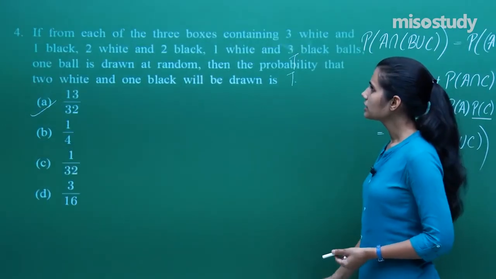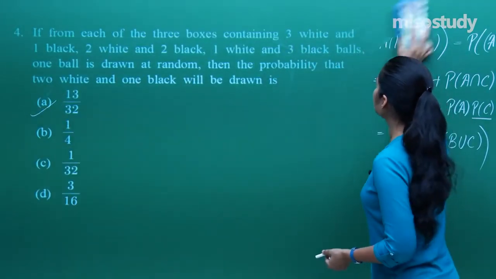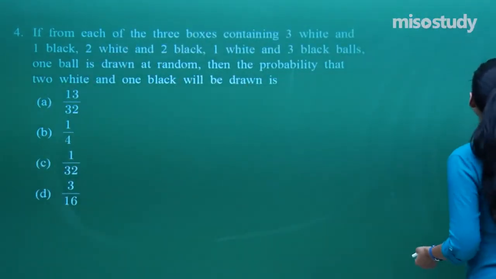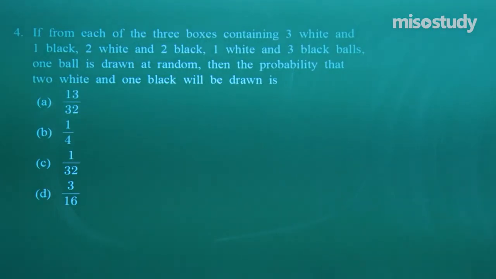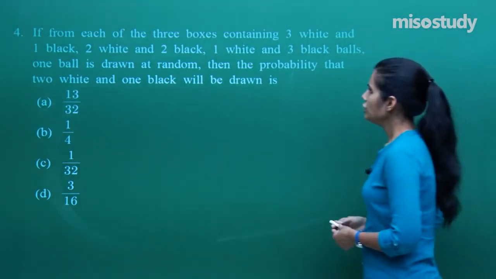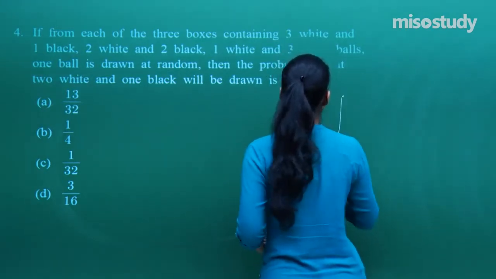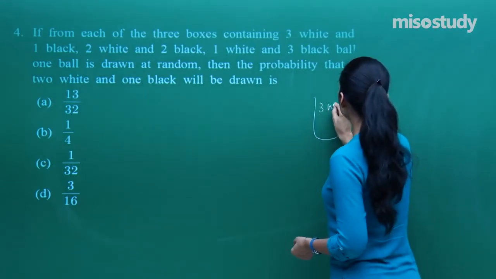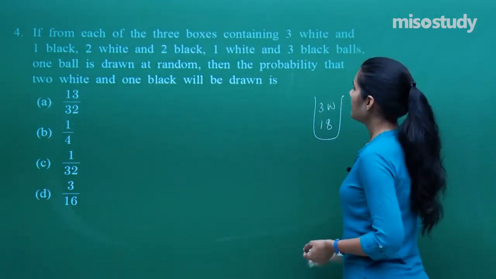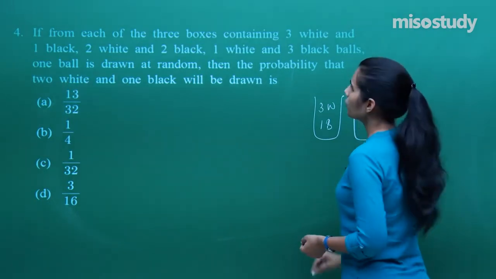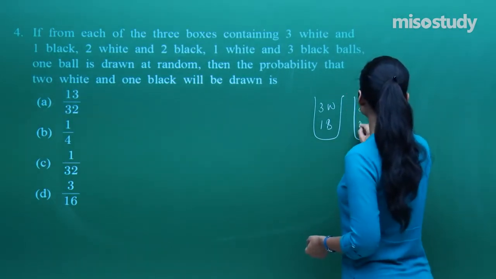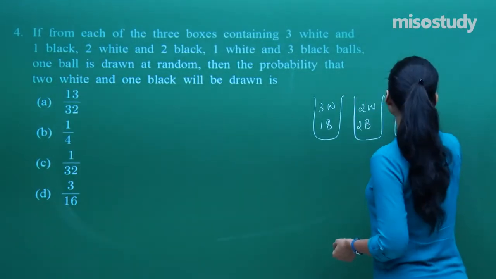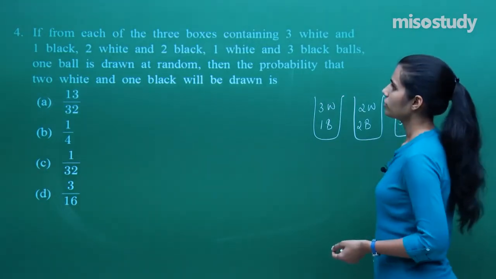Next question, let's see, is what? If from each of the three boxes containing 3 white, 1 black, okay, so let's just take a note of this, that boxes are containing which balls of which colors and how many. So I have one box which contains 3 white and 1 black. Then there is another box which contains 2 white and 2 black. And then there is another box which contains 1 white and 3 black balls.